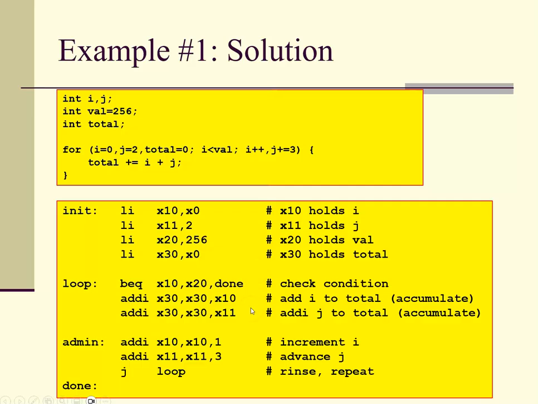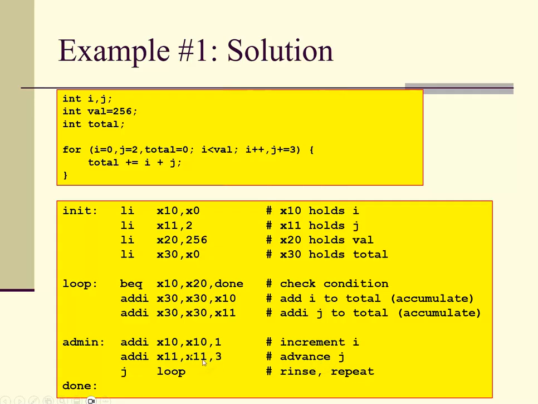So each time through the for loop, it's going to do this operation here. I consider these accumulate operations. It's going to add i to the total and then add j to the total. I arbitrarily put i and j in x10 and x11. So these are the 2 conditions that I have to do as part of the loop administration. I'm incrementing i right here, and then I'm advancing j right here.